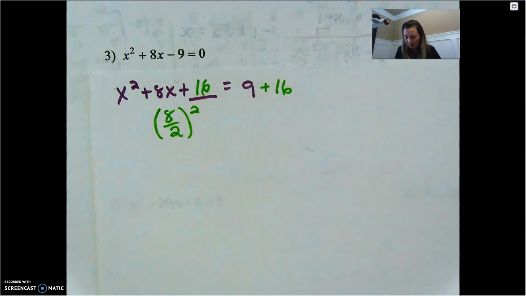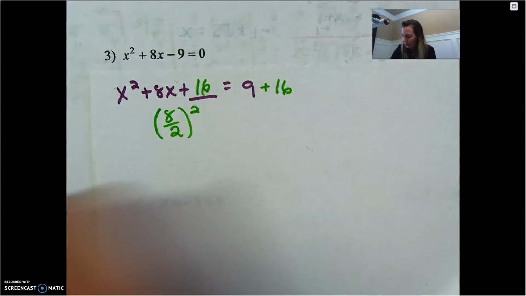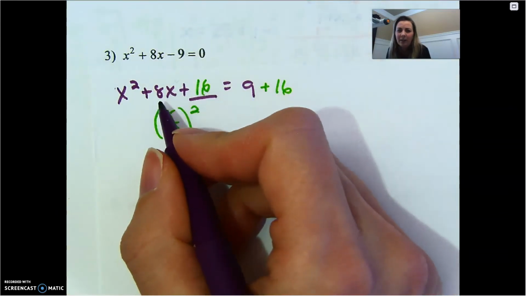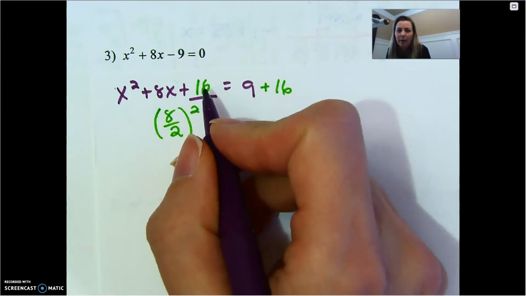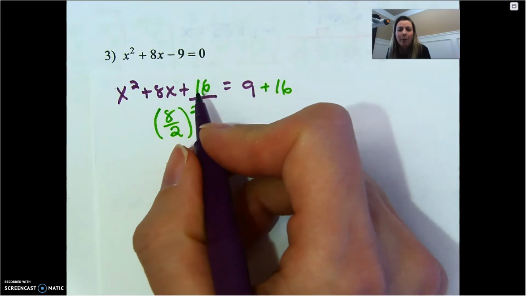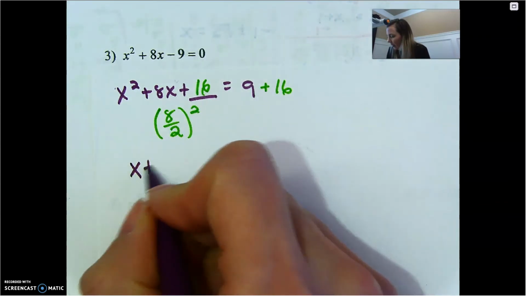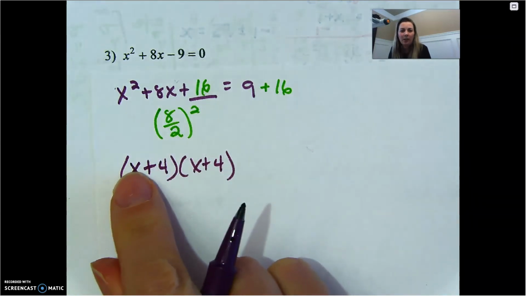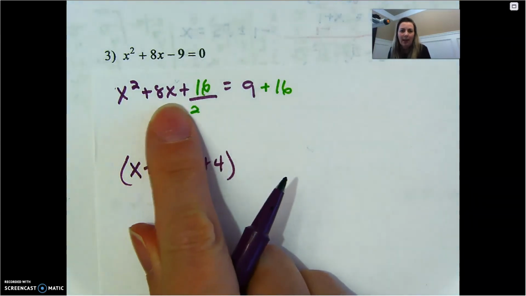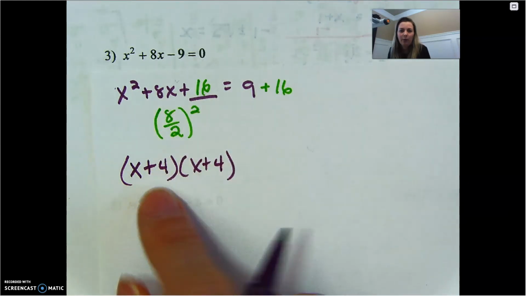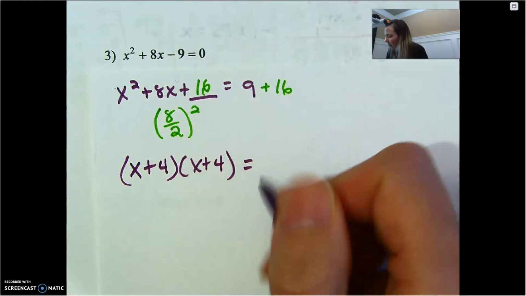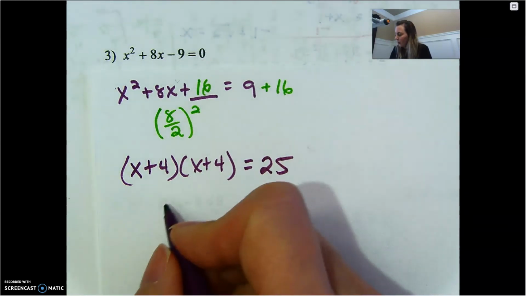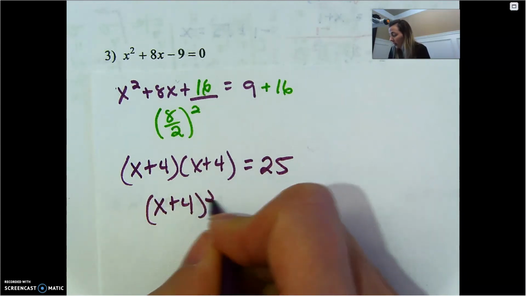All right, so now we've got some factoring to do. What two numbers multiply to give you 16 and add to give you 8? I'm thinking 4 times 4, right? 4 times 4 is 16, and 4 plus 4 is 8. So we have x plus 4, right? X squared got split up into x and x. 8x plus 16 gets split up with the 4's. On this side, 9 plus 16, that would be what, 25? All right. We can rewrite this as x plus 4 squared because there's 2 of them.